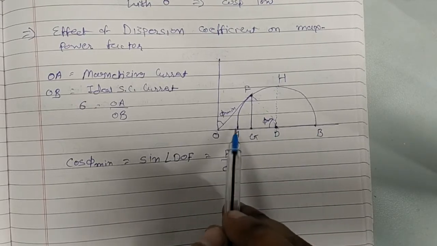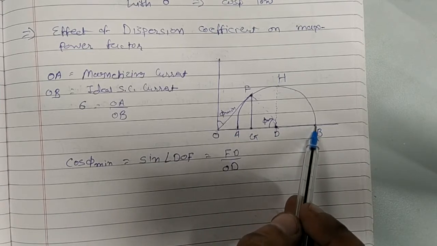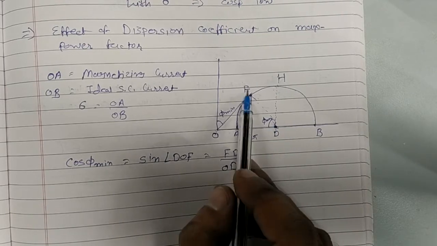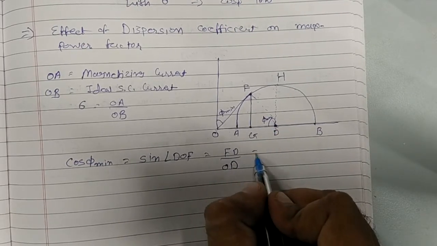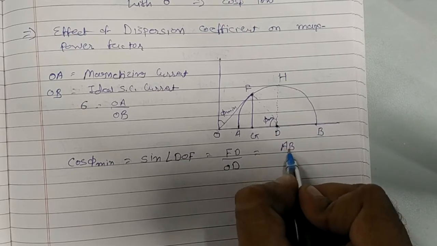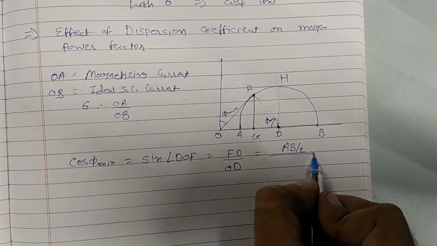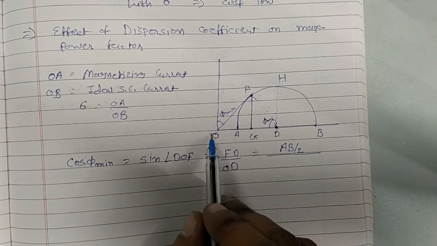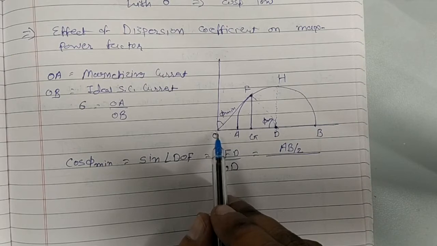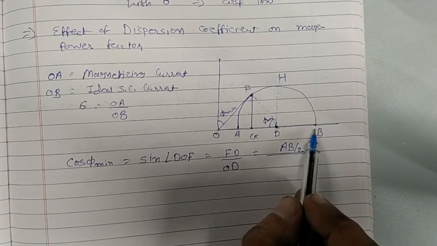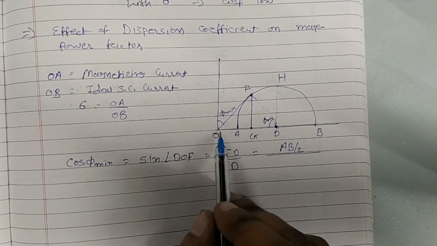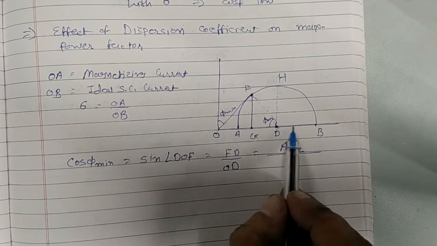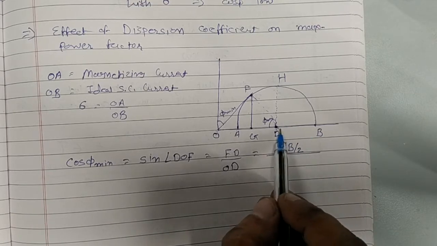Okay, AB is the diameter, so AB divided by 2 is FD. AB divided by 2, the diameter divided by 2, is your radius, so I can write AB divided by 2 instead of FD, and OD. So what is OD? Instead of OD, I can write OB minus DB. That is OB minus DB.